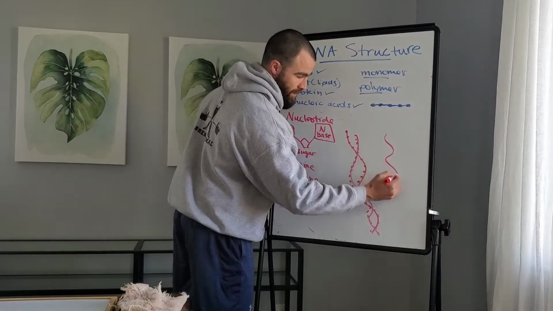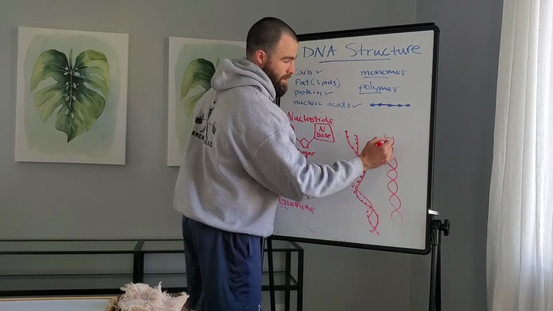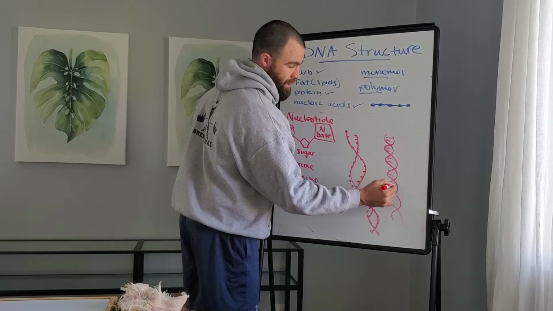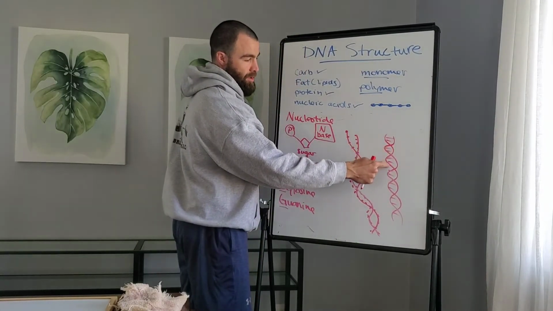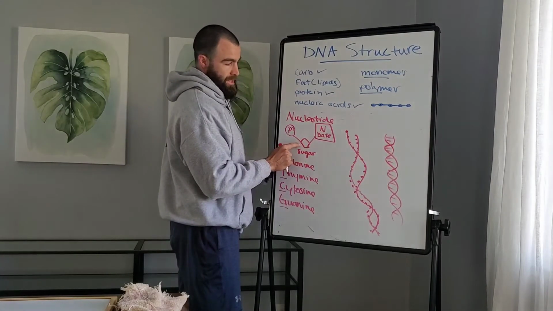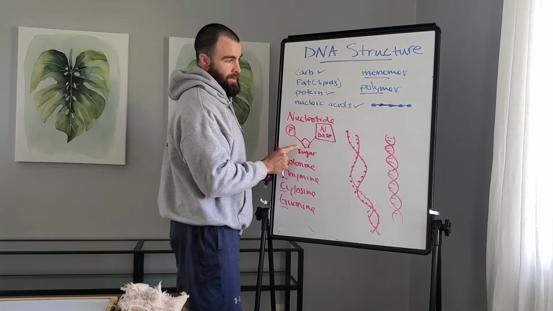So I'll make it look a little nicer like this. Like that. That's what it would look like. And there's your double helix. So this side is just one long chain of these attached to each other, and the other side is just another long chain of these put together. So that's where that structure comes from.